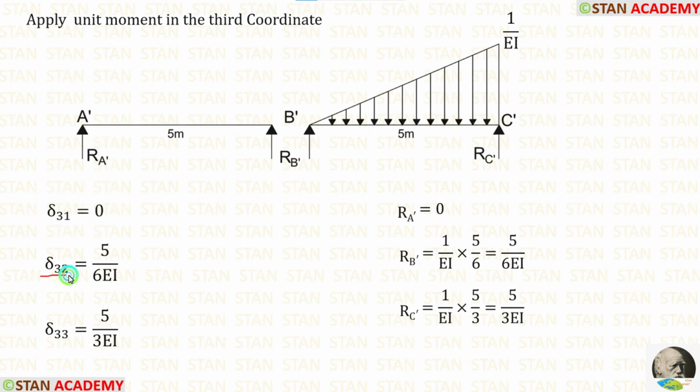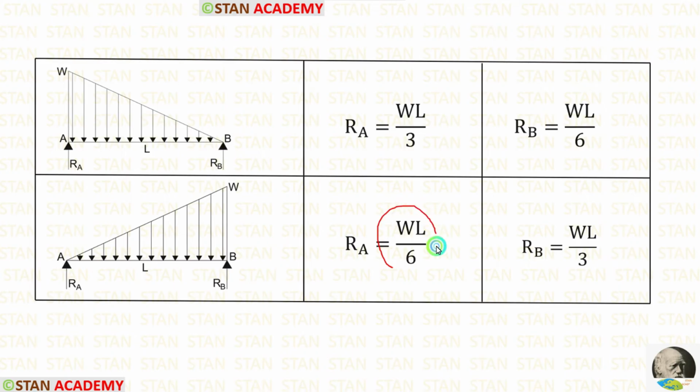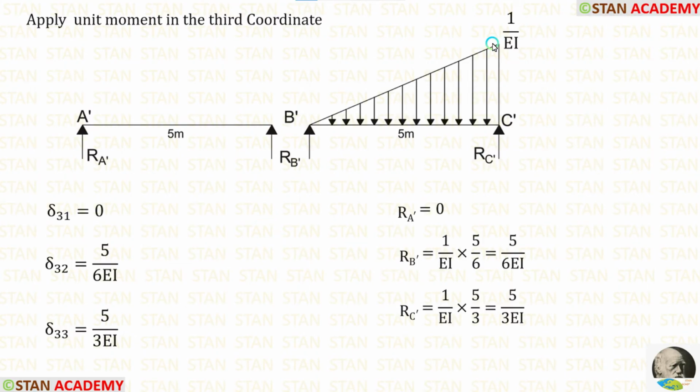Now let's calculate delta 32. For that, we have to find RB dash. The formula is WL upon 6. Here W is 1 upon EI, L is 5. When we apply inside the formula, we are getting 5 upon 6 EI.